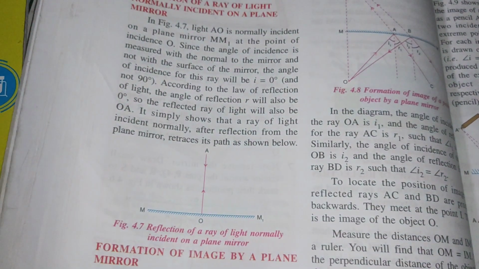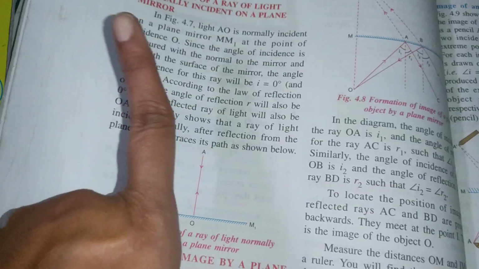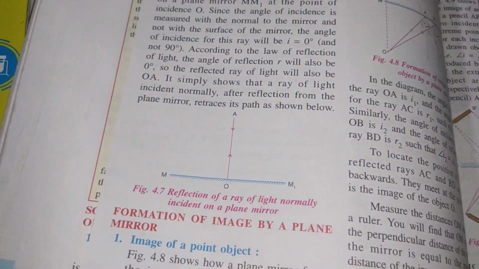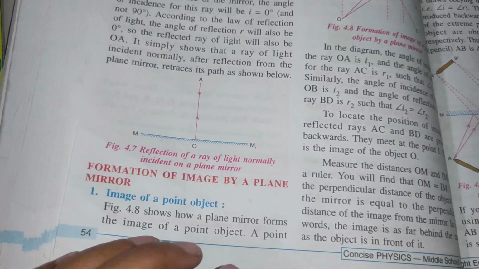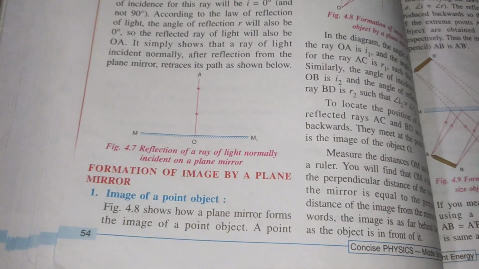So however it comes, the same path it will go out, because the angle is 0. Okay. Next, formation of image by a plane mirror. How the plane mirror will form the image.